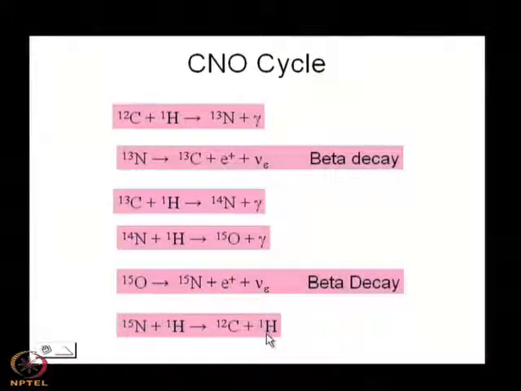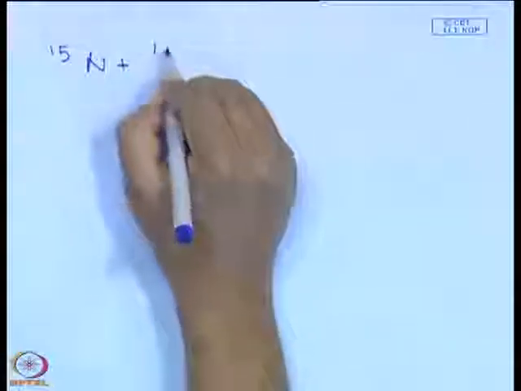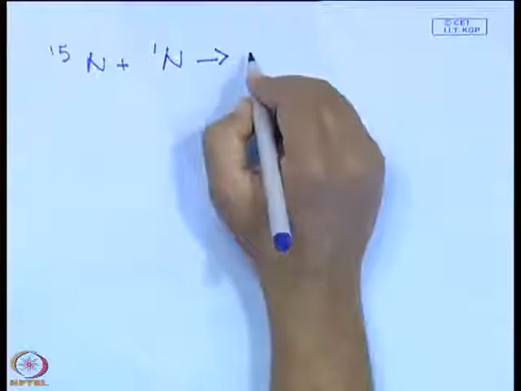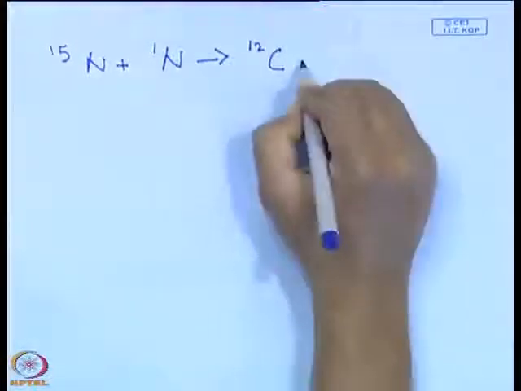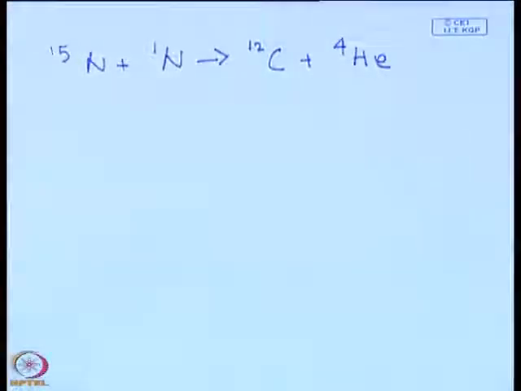Sorry, this has been typed wrong. This should be helium 4, not hydrogen. So, there is one helium 4. So, the last reaction should read nitrogen 15 plus one proton goes to carbon 12 plus helium 4. So, please make this correction. That is the last reaction in this chain.